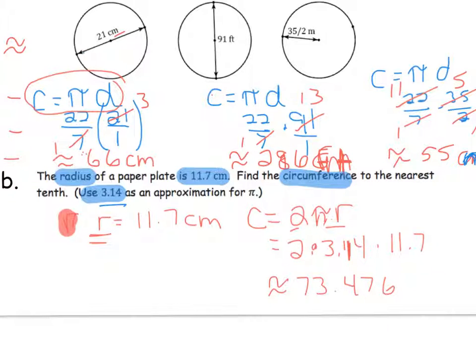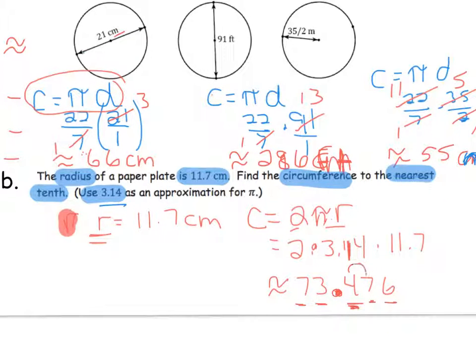Alright, so when I plugged that into the calculator, and I hope I calculated correctly, flipping back and forth, I came up with 73.476. But this is where we have to read carefully. It says to round to the nearest tenth. So we have to remember our place values. Where the decimal is, the number right after it is the tenths, hundredths, thousandths. Remember, this is the ones and the tens. So we're rounding to the tenths right there.